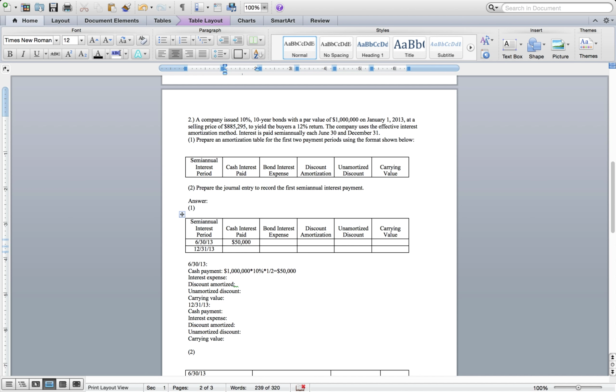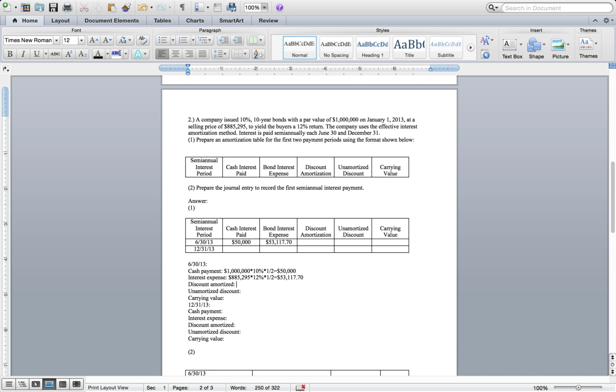Okay, now, how much is the bond interest expense going to be? Well, we're not going to use $1 million. Like it says here, it was sold at $885,295, and multiply it by the 12% return you give the buyers. Okay. And we still multiply by half a year because it's still being completed semi-annually. Okay. So this now will equal $53,117.70. The bond expense here will be $53,117.70.